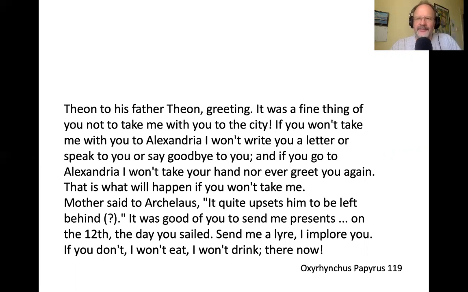There now. So this is quite a different letter from the previous one. But again, it's a 1st century letter, and it follows some of those ancient patterns. So do take a look at how it's set up. And let's move on to the next letter.